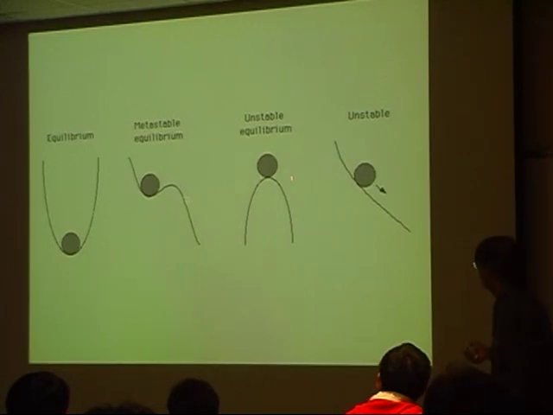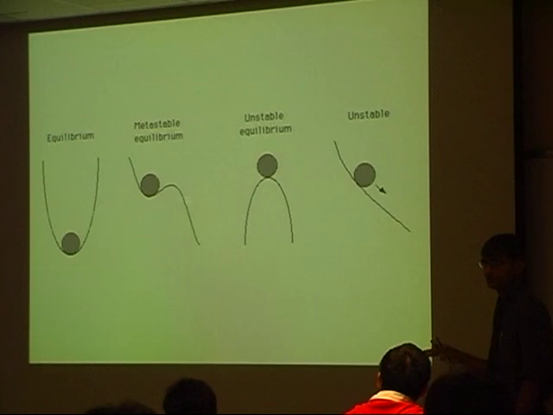This is another kind of equilibrium where if I don't disturb this ball, then there will be no change. It's like having a coin on its edge. Okay? But if I disturb it, then it will tend to fall. So this is what we call unstable equilibrium.